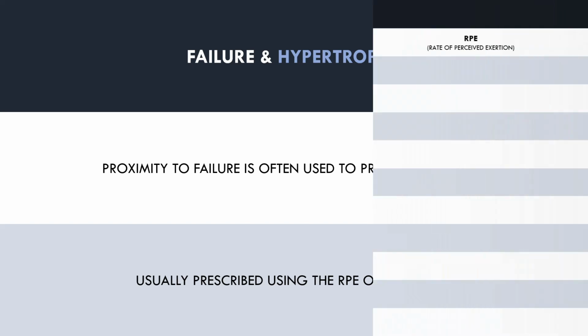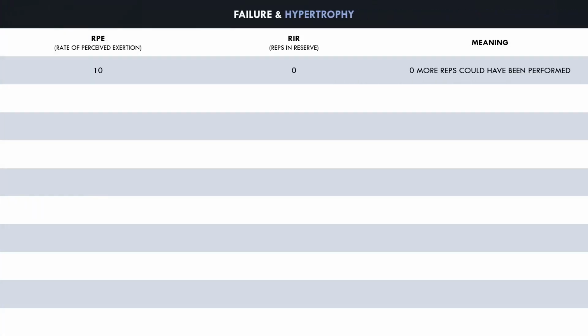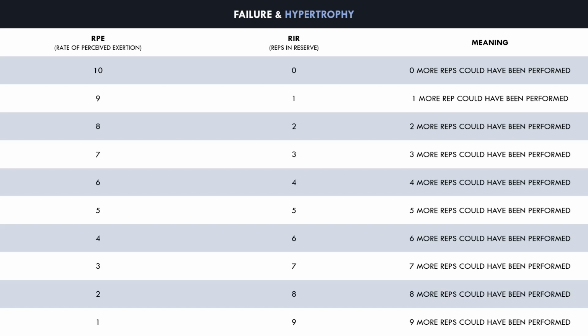0 reps in reserve, or RPE 10, means no more reps could have been performed. 1 RIR, or RPE 9, means 1 more rep could have been performed. 2 RIR, or RPE 8, means 2 more reps could have been performed, and so on. These scales can be used to prescribe hypertrophy training.